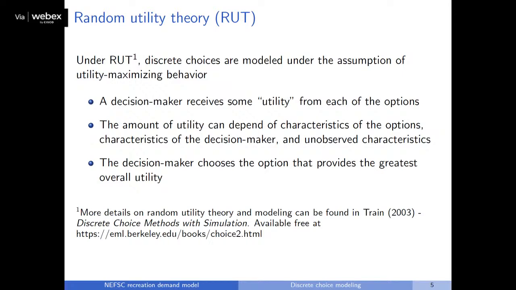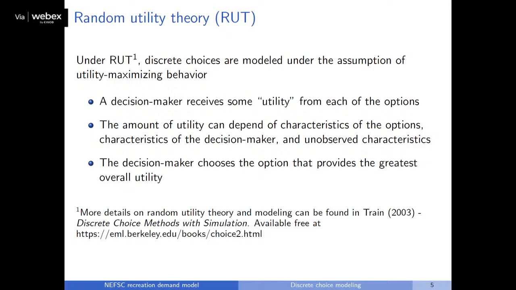Discrete choice methods are grounded in random utility theory. So under random utility theory, discrete choices are modeled under the assumption of utility maximizing behavior. So economists assume that individuals, when faced with a discrete number of options and have some sort of constraint, either a budget constraint or a time constraint, will choose the option that maximizes their utility.